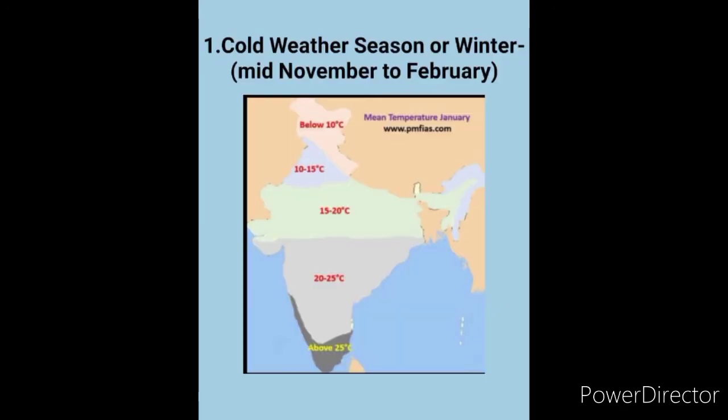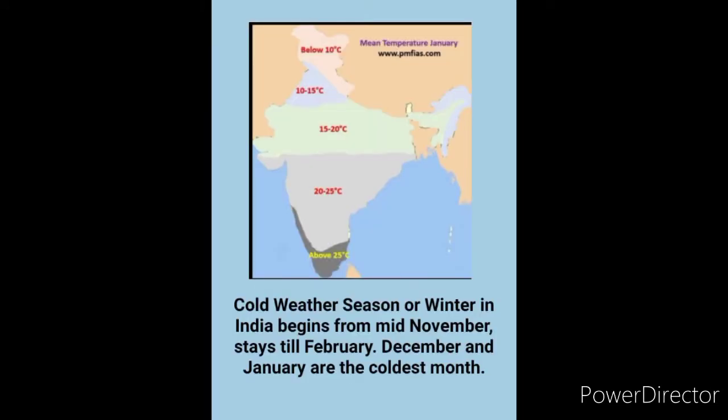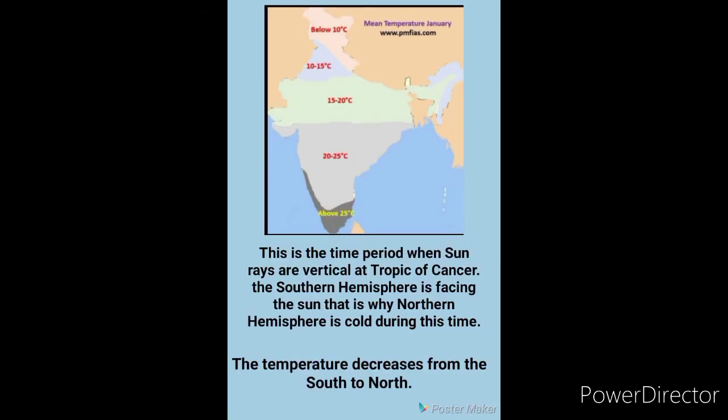The first season is the cold weather season or winter season. It starts from mid-November to February. Cold weather season or winter in India begins from mid-November and stays till February. December and January are the coldest months. This is the time period when sun rays are vertical at the Tropic of Cancer. The southern hemisphere is facing the sun, that is why the northern hemisphere is cold during this time. The temperature decreases from south to north.